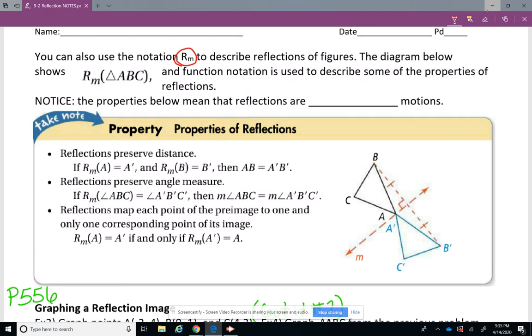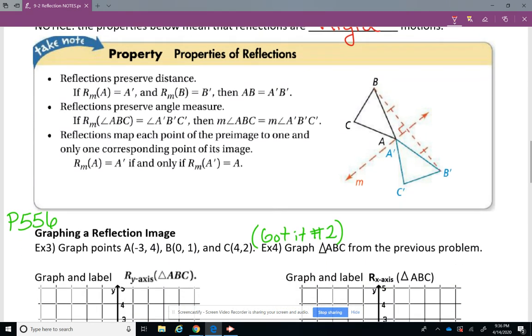All right, the diagram below shows the reflection over line M of triangle ABC. And it also shows function notation and how it's used to describe some of the properties of the reflections. Now, note, the properties below mean that reflections are rigid motions. Remember, we talked about rigid motions yesterday. Distance is preserved and angle measure is preserved. Okay, so the shape is not changed and the size is not changed. The positioning is changed.